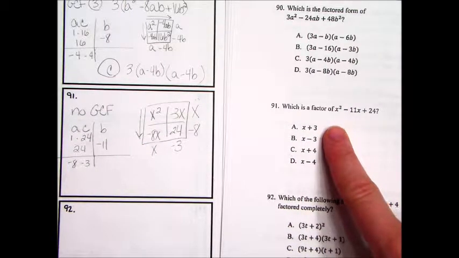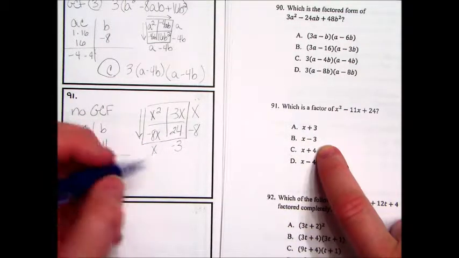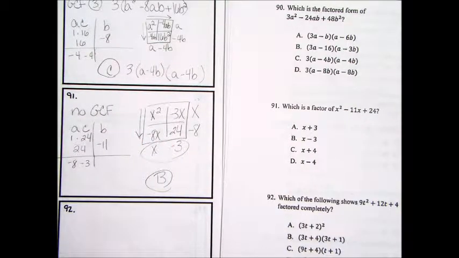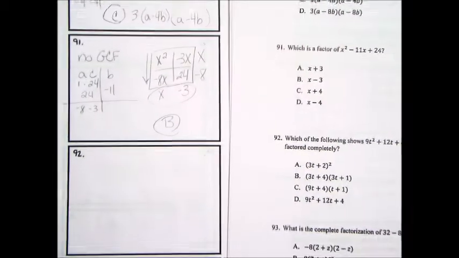Number 91 says which one of these is a factor? That has to be option B. X minus 3 is one of the ones that's listed. So they're not asking what both factors are, just one.